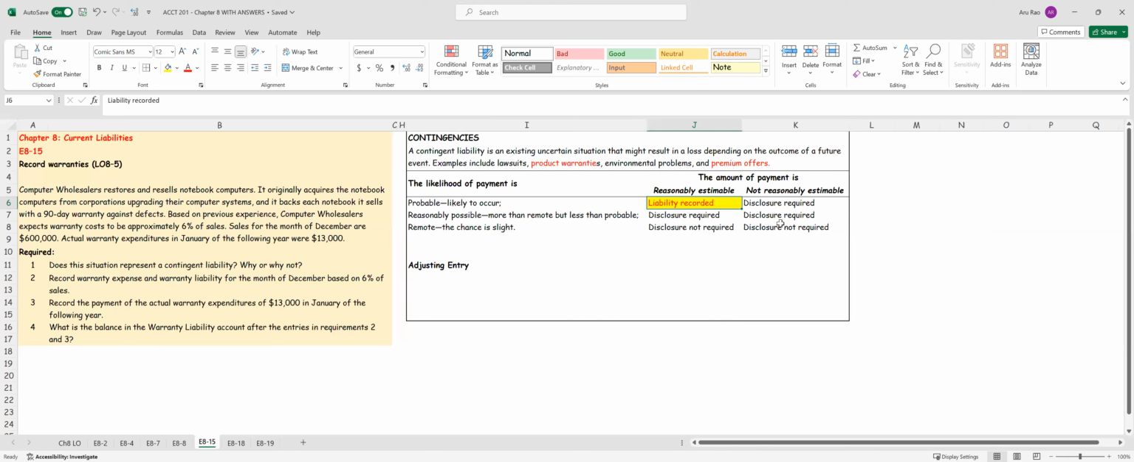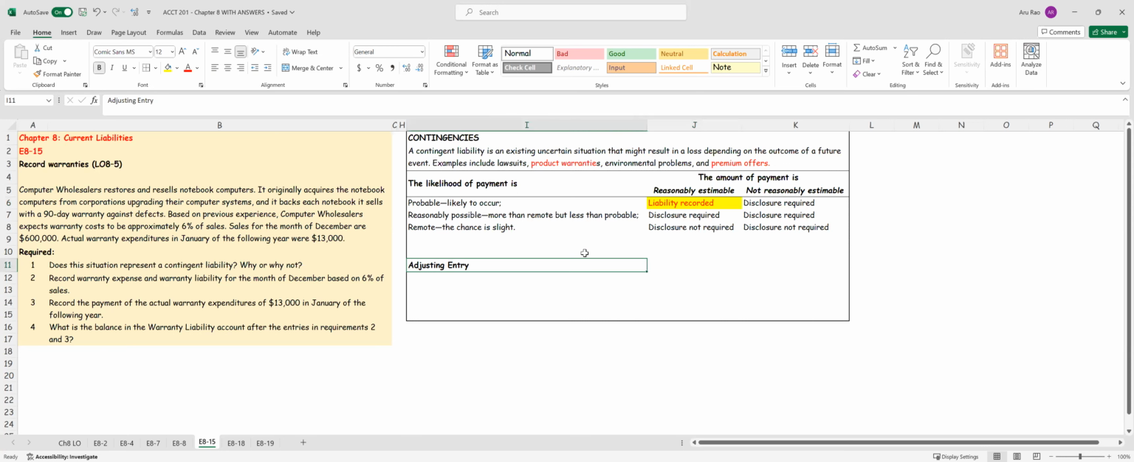If it's remote, we don't have to worry about a journal entry, nor do we have to worry about any disclosure. Management makes this decision, what level it is at. At some point of time, you can't deny it and keep saying it's remote. There are companies that have done it in the past, but we'll not worry about them. We will worry about the exercises where they give us the relevant information.